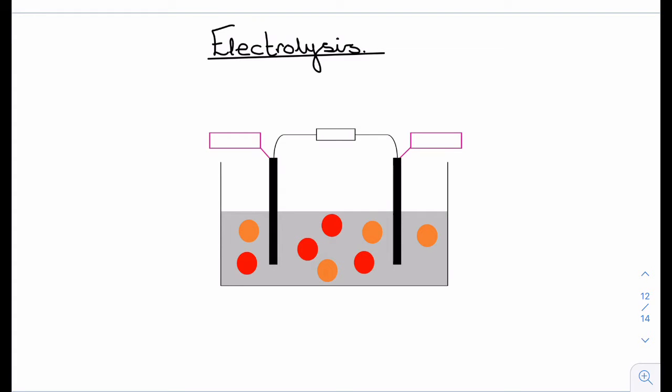Hi, in this video we're going to look through the basics of electrolysis, so what it is and what happens during electrolysis. We're going to start by saying that this is the setup of electrolysis, so this image is electrolysis, and the process of electrolysis is the separation of ions in a solution.